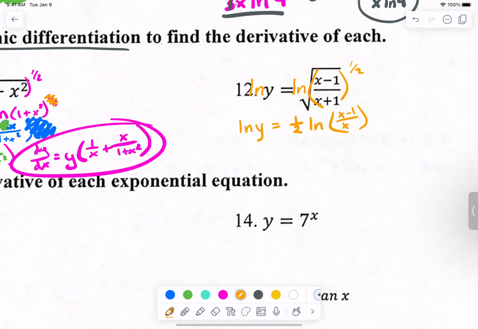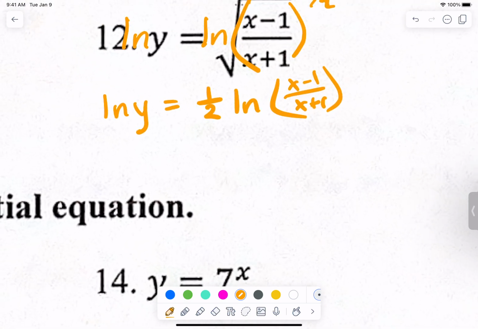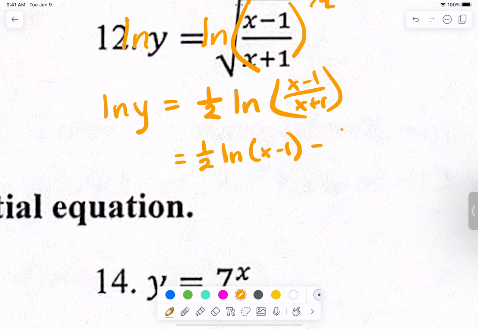x minus 1, x plus 1. Okay? Now here's the deal. Divide means subtract. So I've got 1/2 ln of x minus 1, and then minus 1/2 ln of x plus 1. Yes, the 1/2 goes to the bottom as well, so don't forget that the 1/2 goes there. Now you're ready to take the derivative.